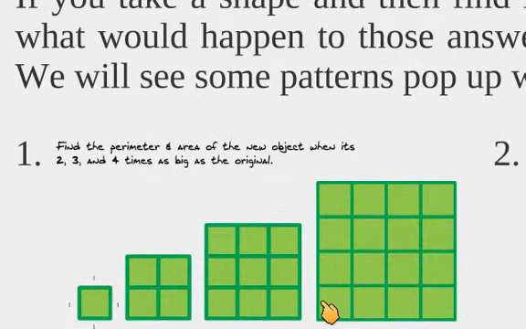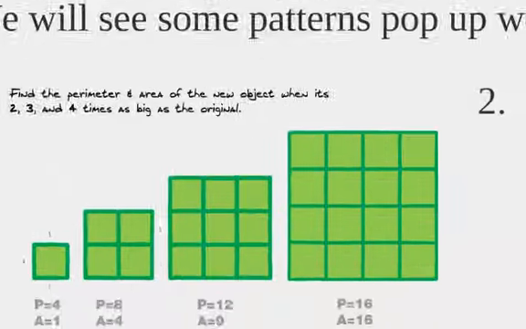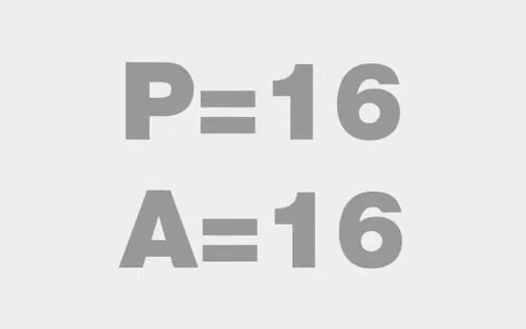Now we're going to multiply by 4. We've got 1, 2, 3, 4. We've taken the length and quadrupled it, multiplied it by 4. So the perimeter is 4 times 4, which is 16, because there's 4 sides. And the area is also 4 times 4, because there's 4 here and 4 there stacked up, and that gives us 16. So perimeter is 16 and the area is 16, and that's special.